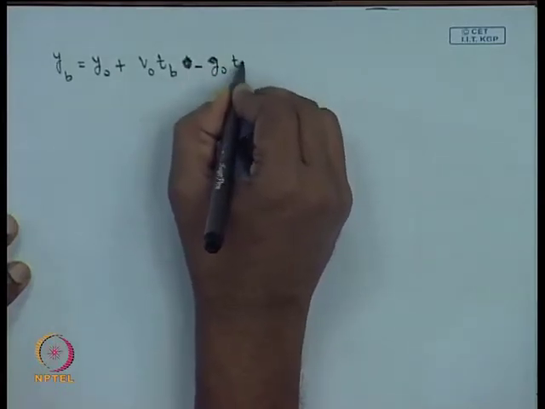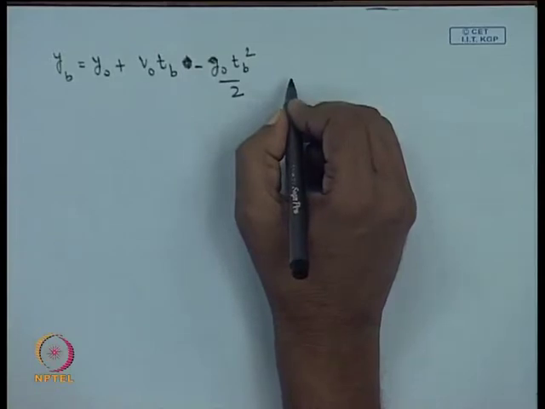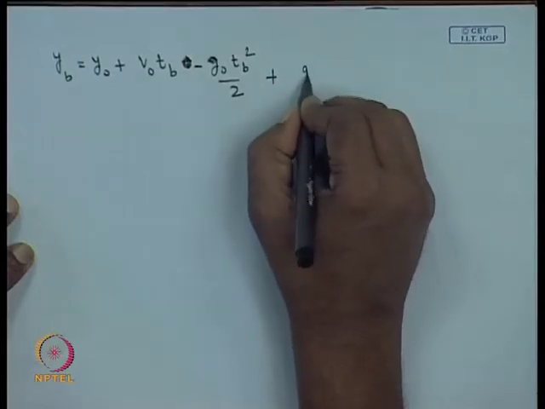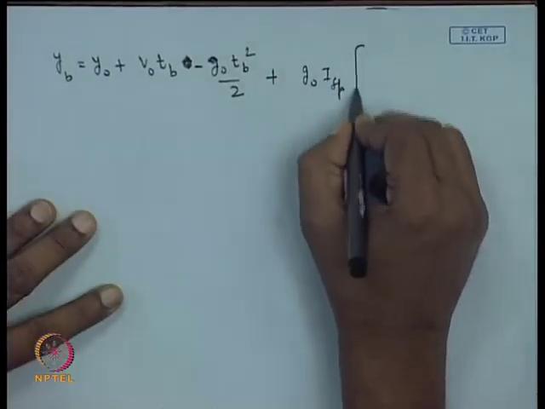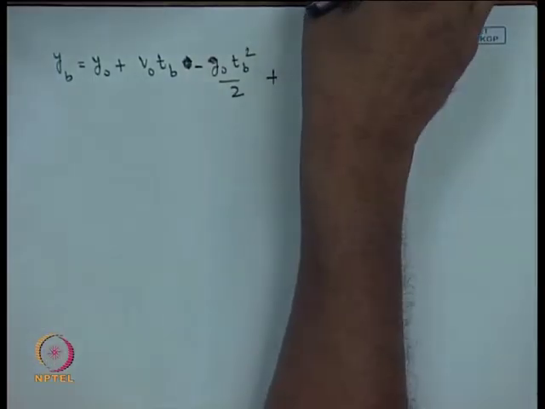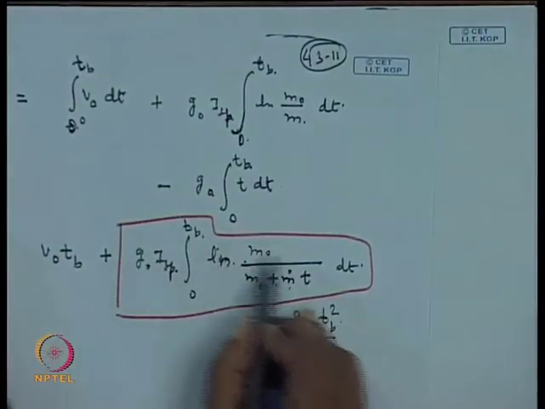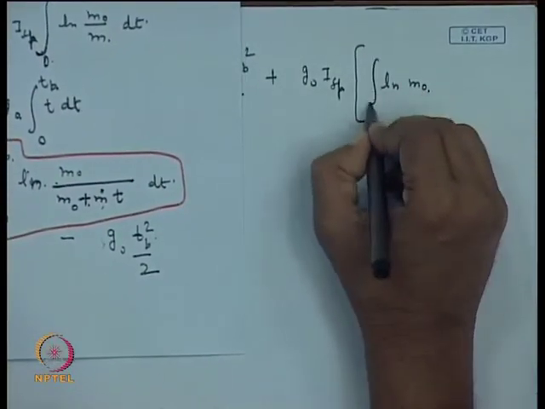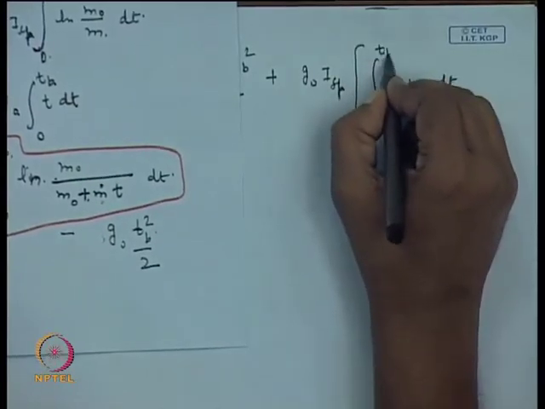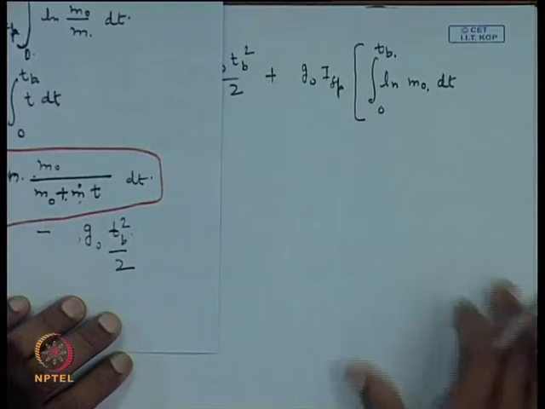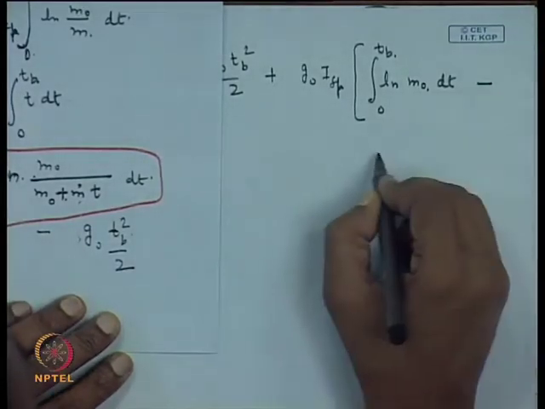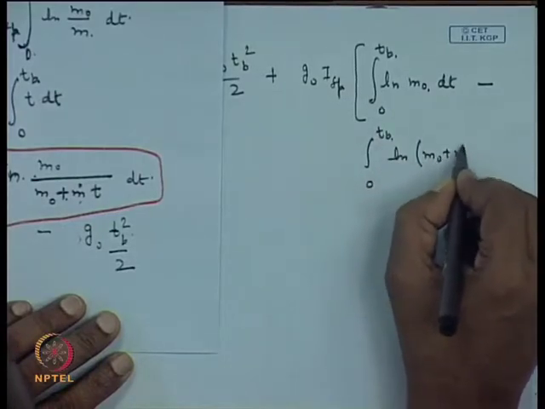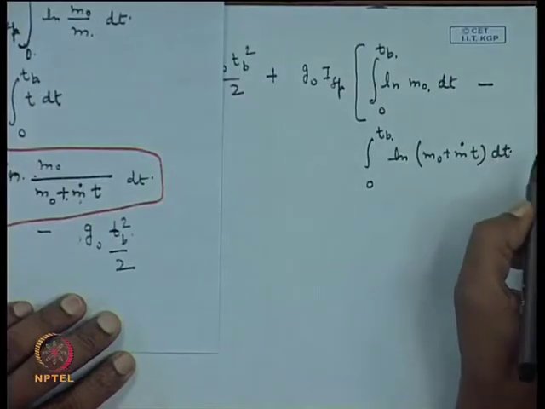Then we write here g 0 t b square divided by 2, sorry. This term we need to first break it out into two portions. This is ln m 0 dt from 0 to T b, minus the integral from 0 to T b of ln (m 0 plus m dot t) dt.